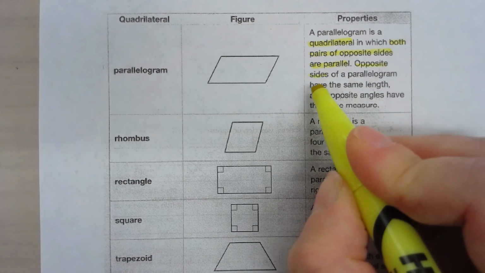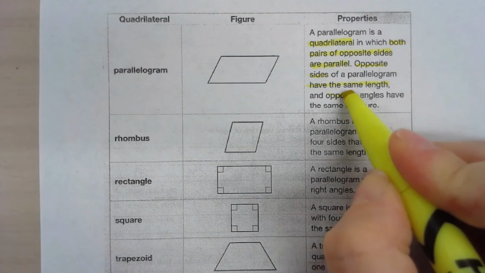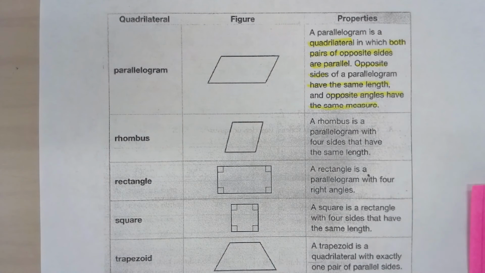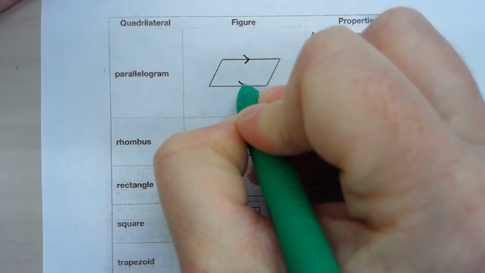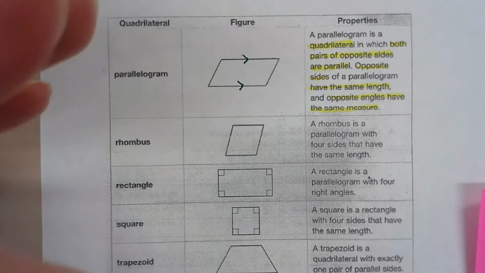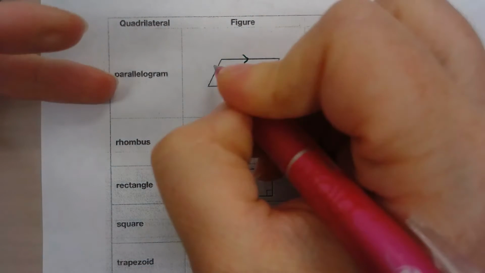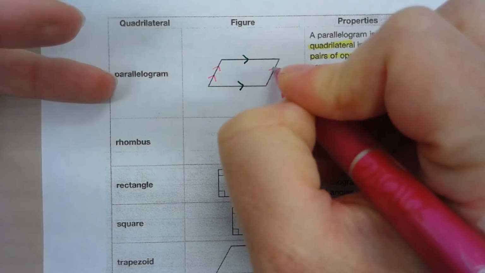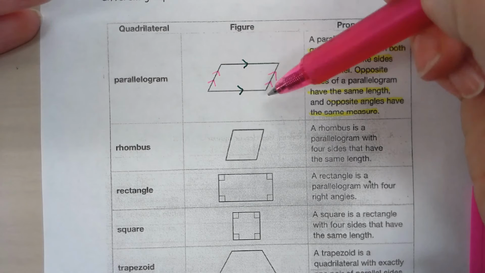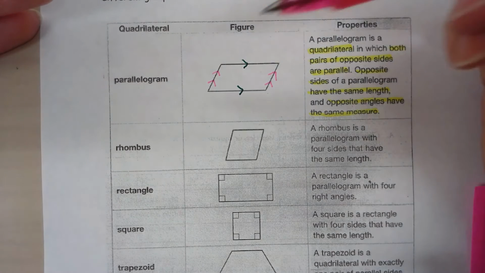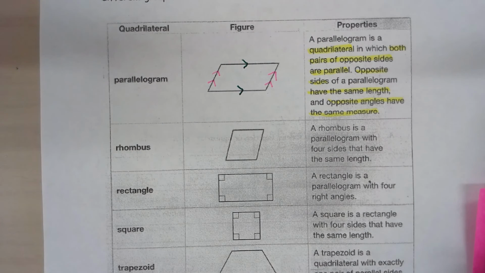Opposite sides have the same length, and opposite angles have the same measure. This is very important, boys and girls. As we look at parallelograms, we notice that this side and this side are parallel, but we also notice that this side and this side are also parallel. Opposite angles have the same measure. Opposite sides have the same length.